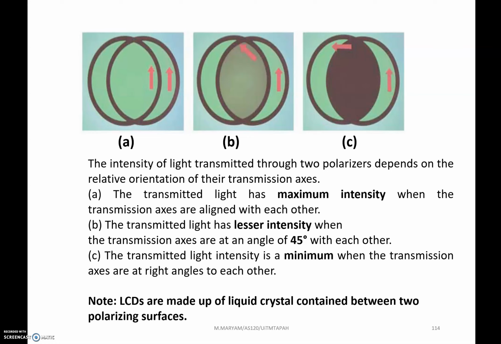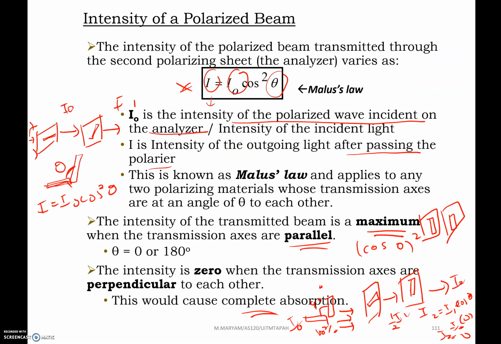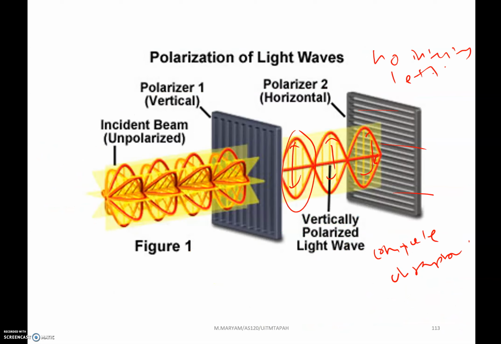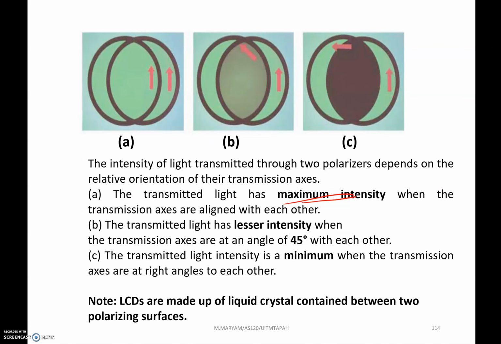Now let's look at how it will look if you pass light through. Let's look at A first. The transmitted light has a maximum intensity when the transmission axes are aligned with each other. This is what we have learned here, where when both transmission axes are parallel to each other, they will give you maximum light. Or in easier words, light was not polarized. You can still see the light as it is. So vertical, you can see that this part here is just the same as it was before.